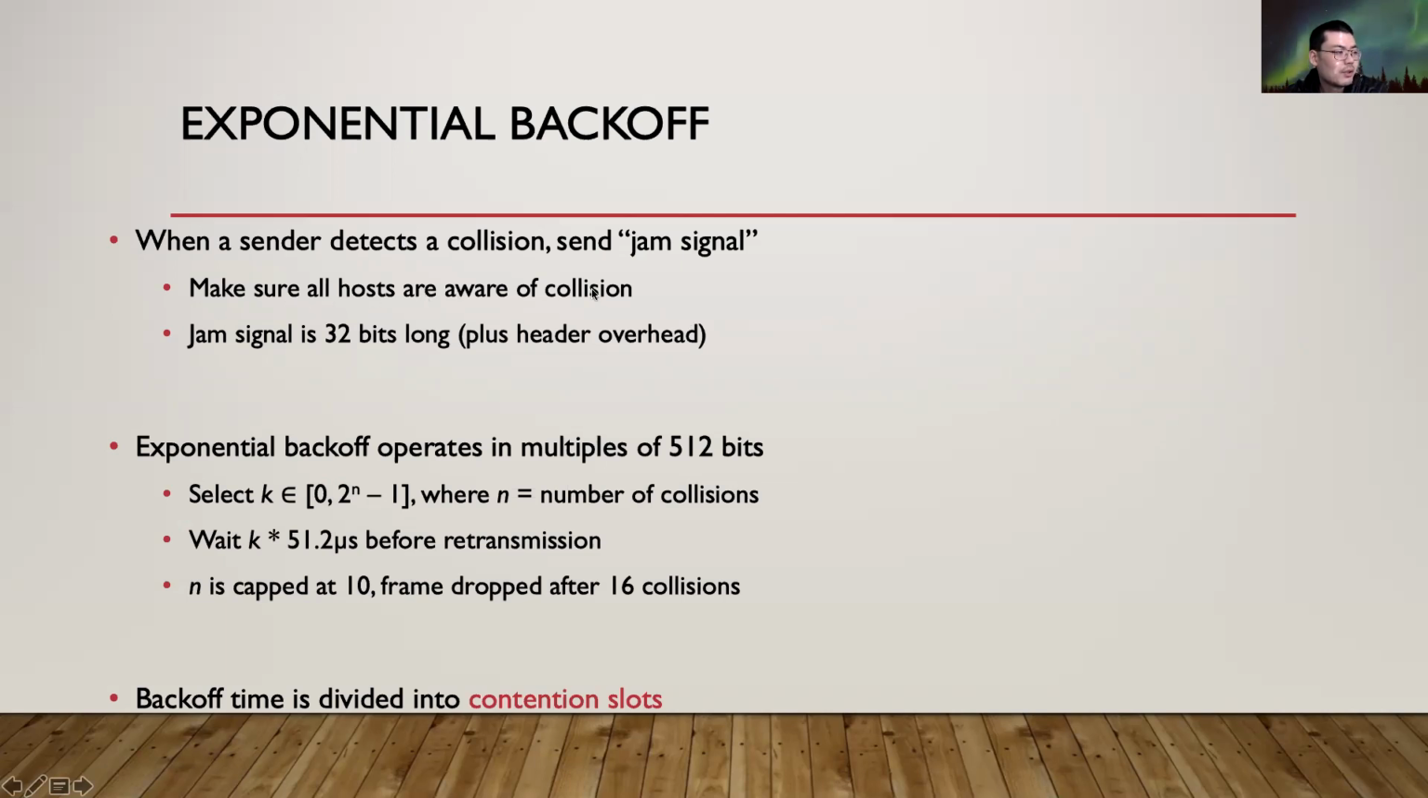And so this makes sure all hosts are aware of the collision. The jam signal is 32 bits long. Of course, there's a header overhead, so this jam signal itself is an Ethernet frame. After everyone receives this signal, which should be very robust because maybe the channel is still quite noisy, like all 1 bits, everyone can get this jam signal. And then everyone will go back to the exponential backoff.